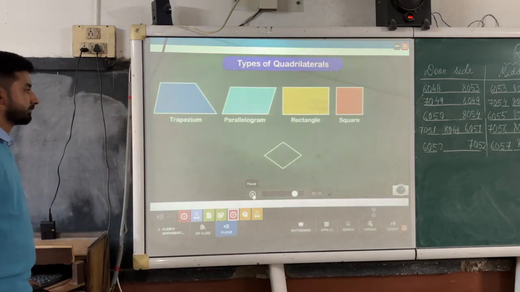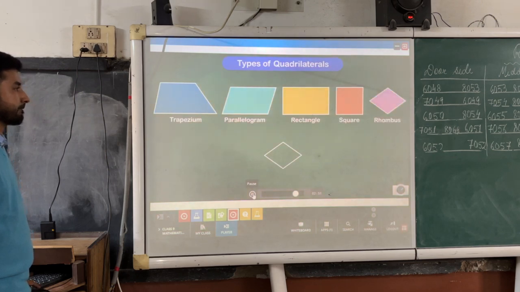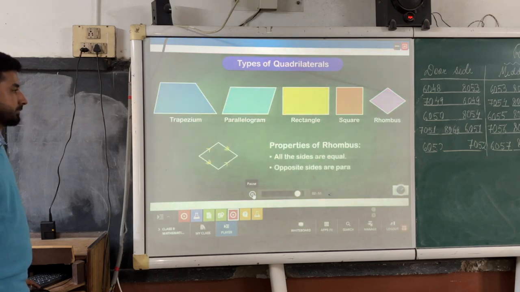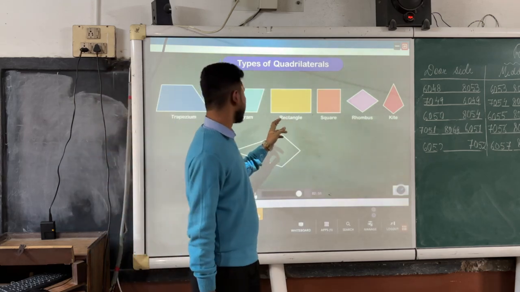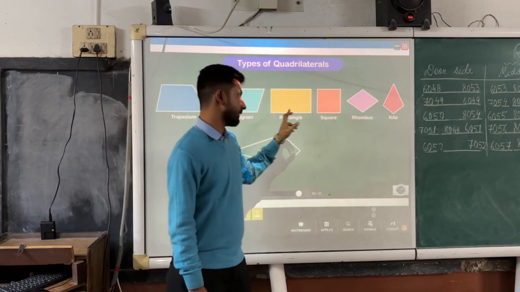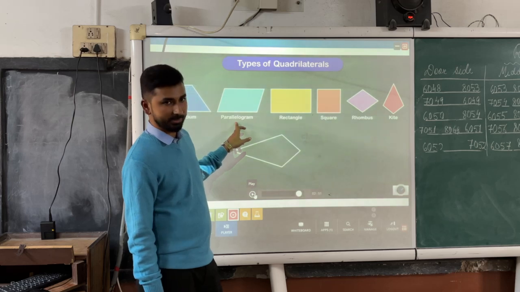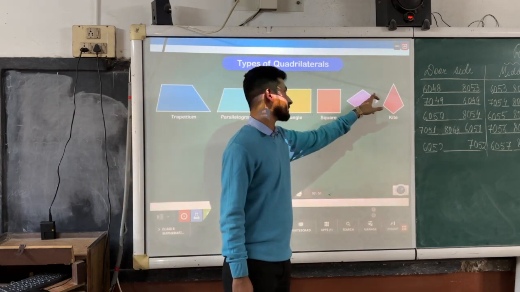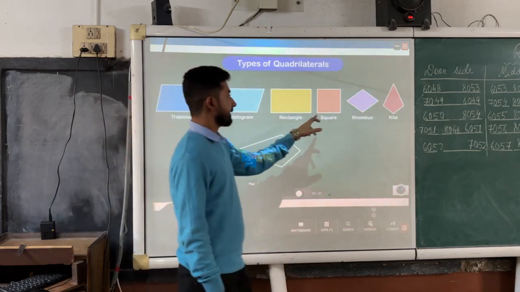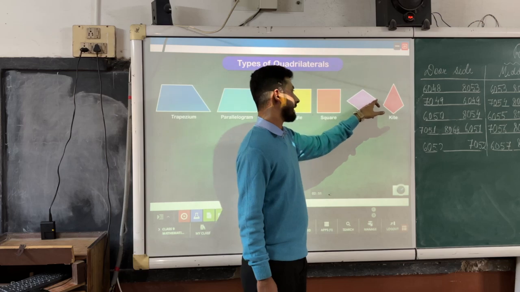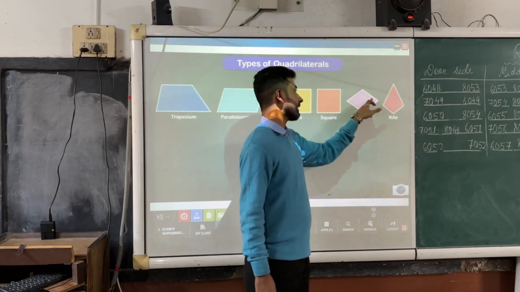A quadrilateral is called a rhombus if all its sides are equal. The properties of a rhombus are: all the sides are equal and the opposite sides are parallel. The next type of quadrilateral is a kite. If in a parallelogram all the sides become equal, then such a parallelogram is called a rhombus. In a rhombus, all four sides are equal, the diagonals bisect each other, and the diagonal will bisect all the angles. This diagonal will bisect this angle and this angle.